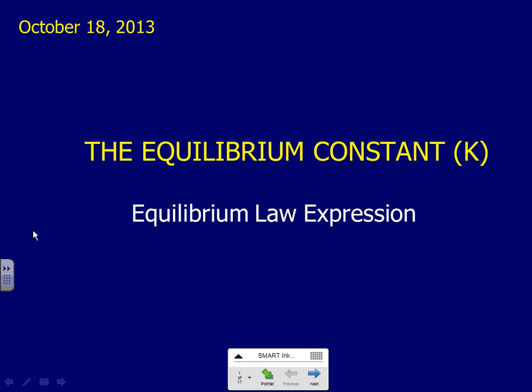And I also need to teach you about another equation. This time it's called the equilibrium law expression, sometimes the equilibrium expression law. Again, it's an equation that governs an equilibrium reaction, and it is related to rates. Essentially, I need to define it, then I need to show you how we get it from an equation.